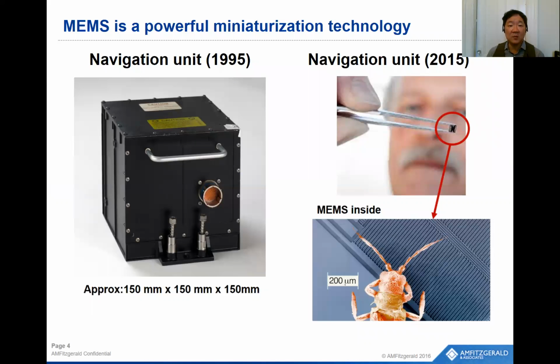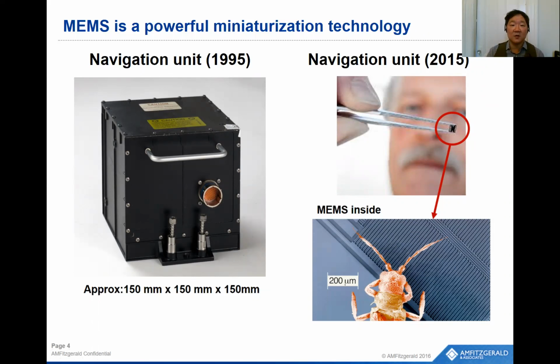So a good example of MEMS miniaturization is the navigation unit. This is a navigation unit from 1995. It's a cube about 6 inches on a side, and it can detect whether you're moving forwards or backwards, or turning left or right, or moving up and down. 20 years later now, this cube has now been shrunk into a microchip of this size, and the innards of it have components that are smaller than a human hair.